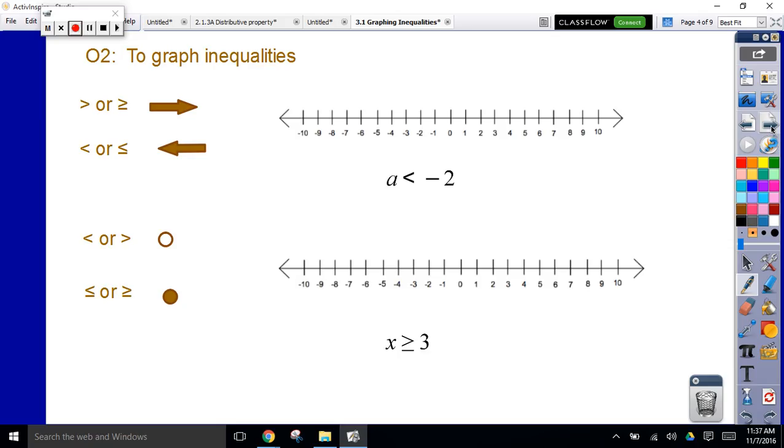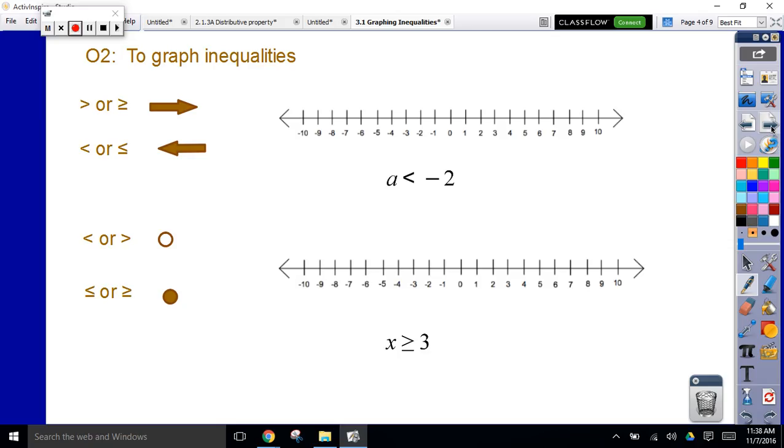The other thing we have to think about is if there's no equal sign, so if we just have plain old less than or greater than, we are going to use an open circle. An open circle means that it does not include the actual point where the circle is. So if I said I need more than $3, having $3 would not be enough. So to graph that, I would use an open circle to show that 3 is not enough, but anything bigger than 3 would be enough.